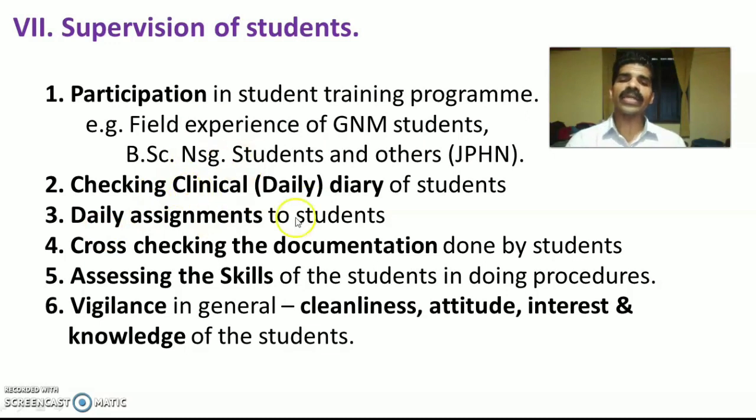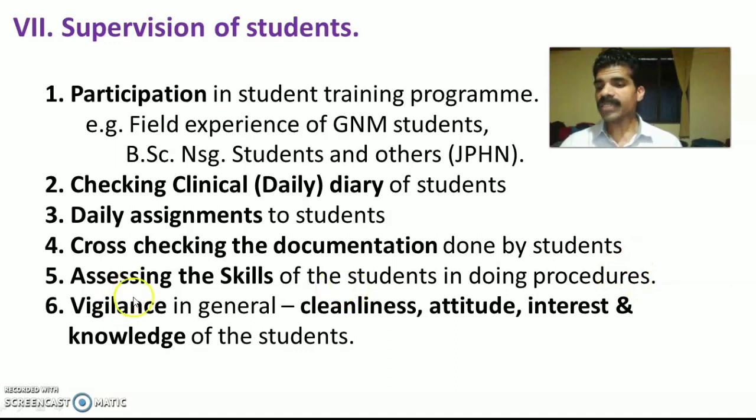Then second is checking the clinical diary of the nursing students, that is the daily diary of the nursing students. Then giving the daily assignments to the nursing students. Then the fourth function is cross-checking the documentation or records which have been done by the students as a part of the field experience, as a part of the posting in the health centers.